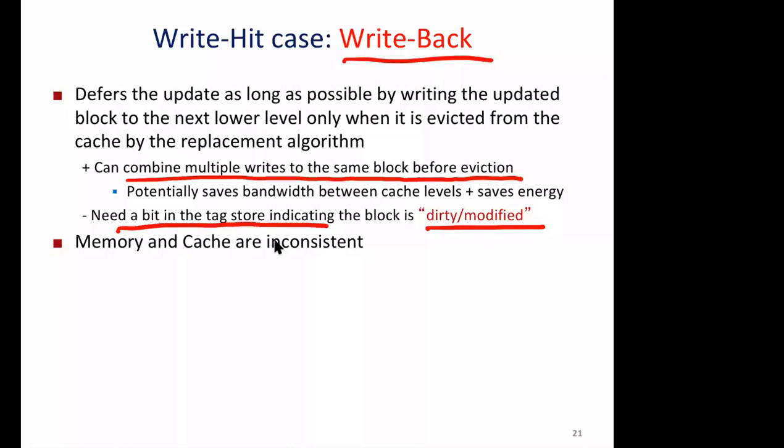Okay, and when we are removing that particular block, then we don't need to update lower levels. Only if that particular block is written into, it's dirty or modified, then we need to update lower blocks. But note that here memory and cache are inconsistent, for some time. Sometimes in an interview you are asked about cache coherence. What is cache coherence? You can say that it is making sure that all levels in cache have the same value.